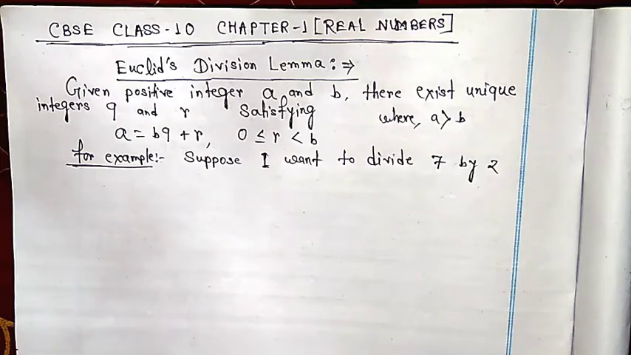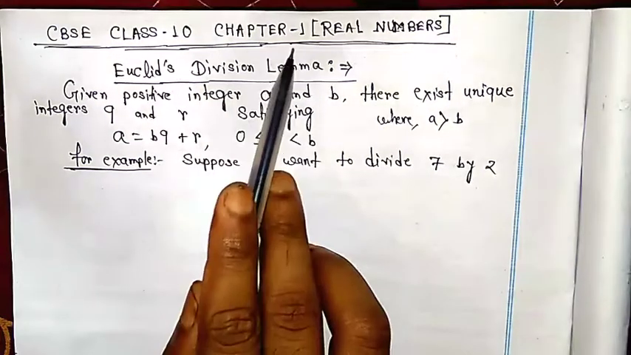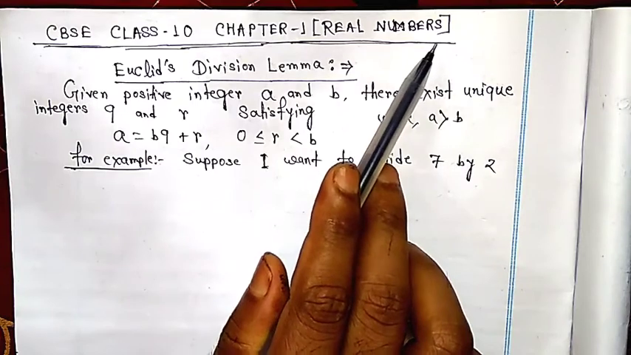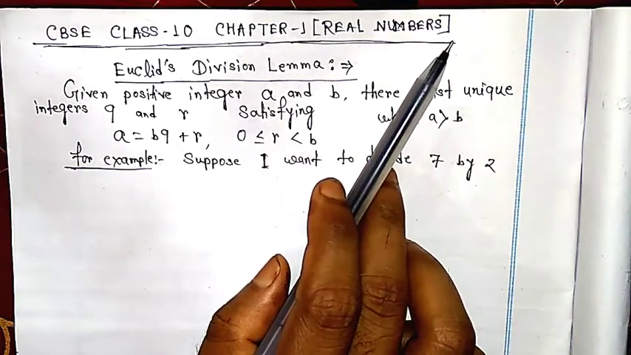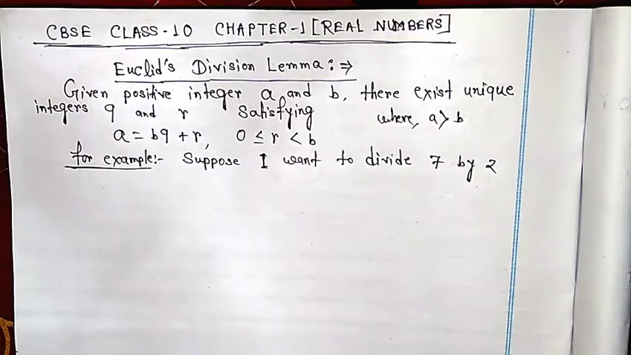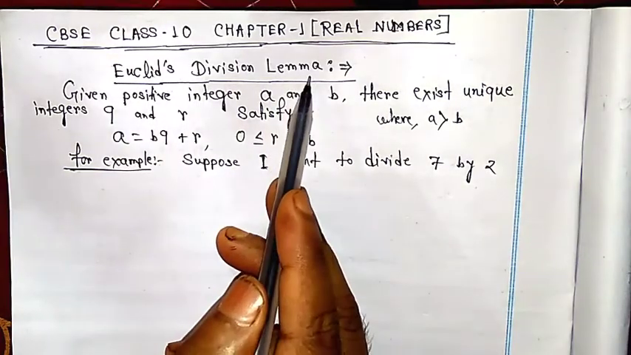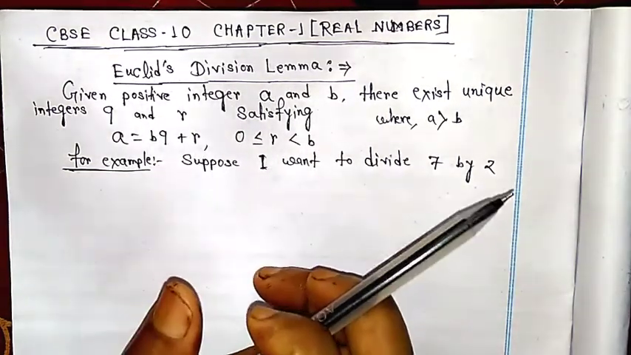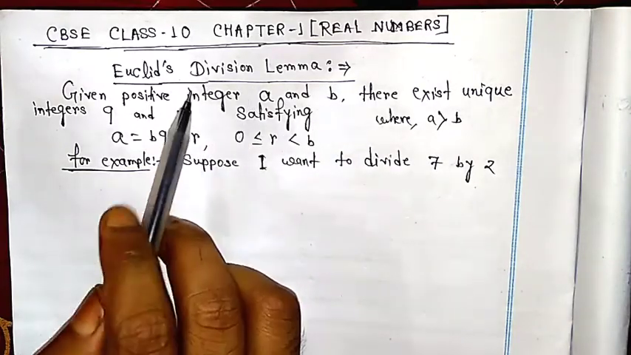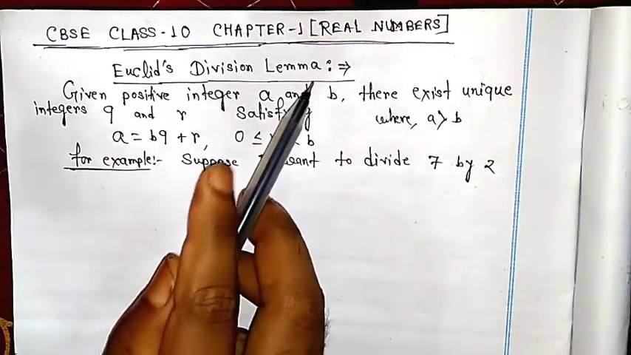Today we are going to discuss CBSE class 10 chapter 1, that is real numbers. Some concepts we already know from class 9 about real numbers, and this is the second part of real numbers in class 10. Before solving the exercise, first we have to know two things, that is Euclid division lemma and Euclid division algorithm. First I will discuss what Euclid division lemma is.